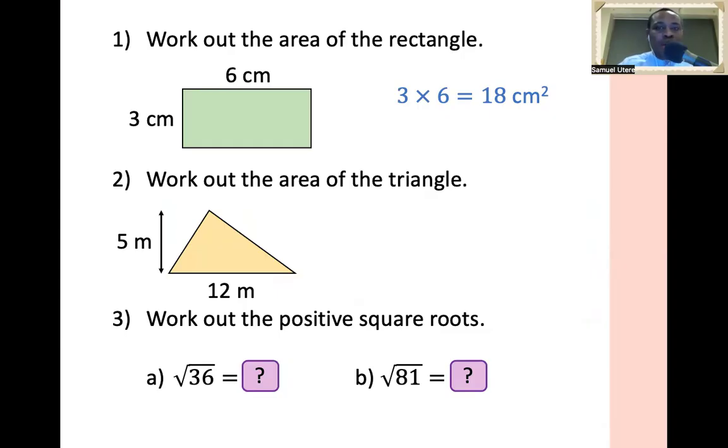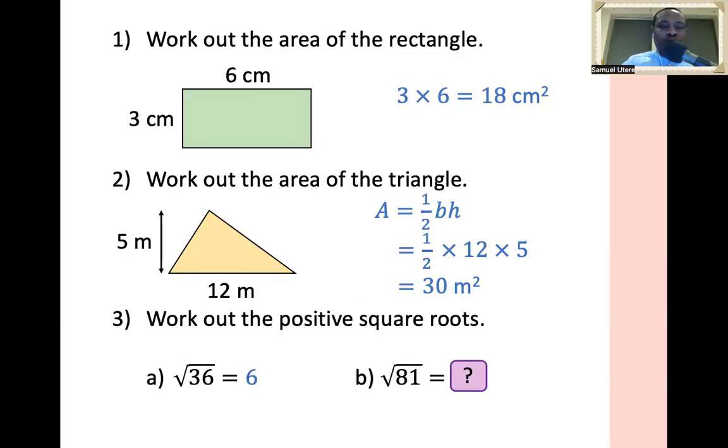Next, you were asked to work out the area of the triangle. The area of a triangle is half times the base times the height. So when we do that, we'll have half times 12 times 5, which is half times 60, which is 30 square meters. Next, we were asked to work out the positive square roots. So the positive square root of 36 is 6. Why? Because 6 times 6 is 36, and the positive square root of 81 is 9. Why? Because 9 times 9 is 81.